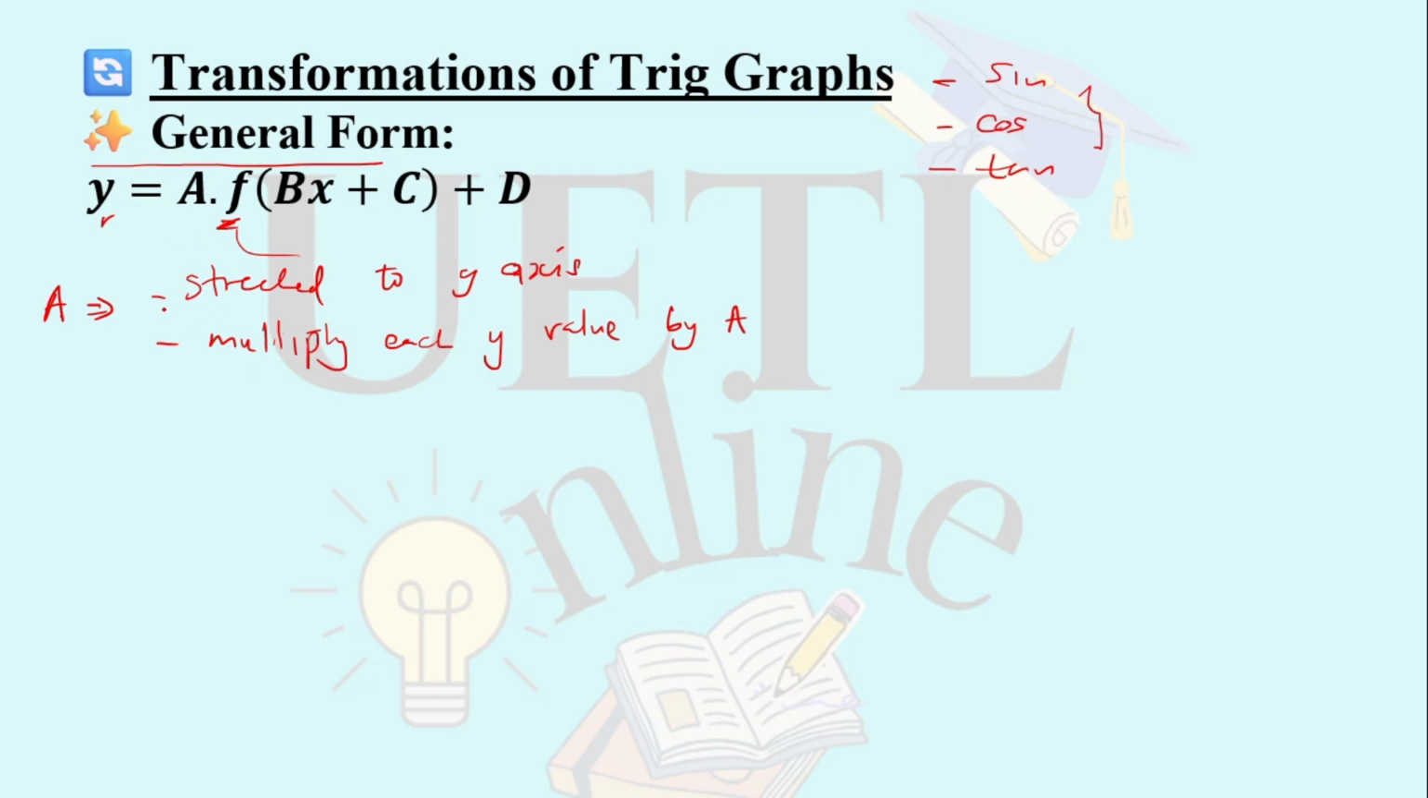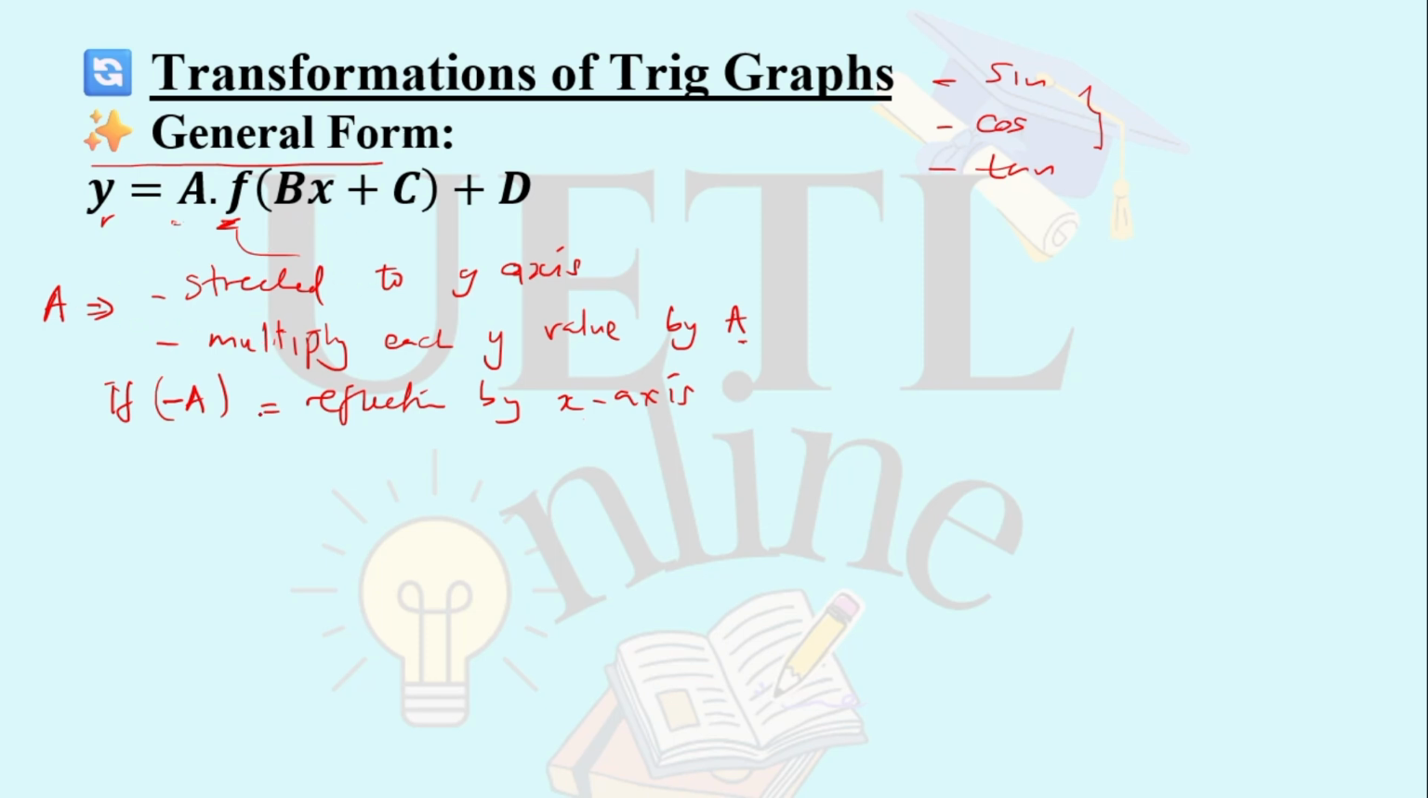And if a is negative, this means that the graph has been reflected by the x-axis. When you see this a, you check if it's negative. If it's negative, it has been reflected by the x-axis. You multiply each y value by a, then reflect. This is the meaning of a.